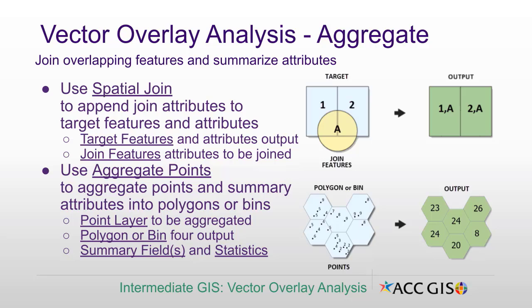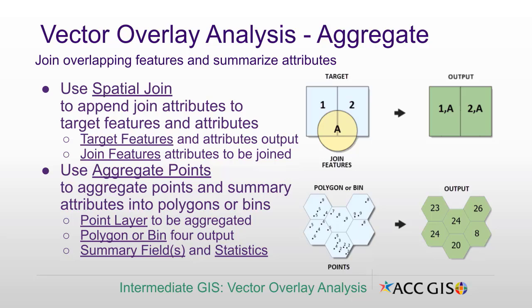But my layers have a spatial relationship. So in that case, if they don't have a cardinal relationship but a spatial relationship, then you use spatial join. And you'll set your target features and attributes that'll show up in the output, and then the join features, which are the attributes that will be joined to the target features.